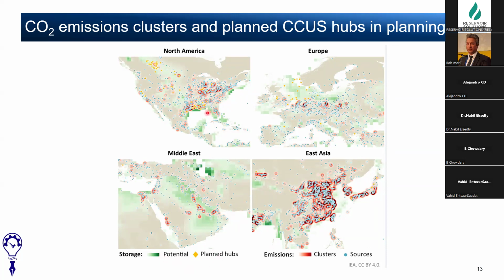As you can see, the green one shows us the potential, and the orange one shows us the planned hub. It means the planned projects. Or if we go to the Middle East or the UK or Europe, we can see lots of opportunities in the North Sea and also lots of planned projects in the North Sea.